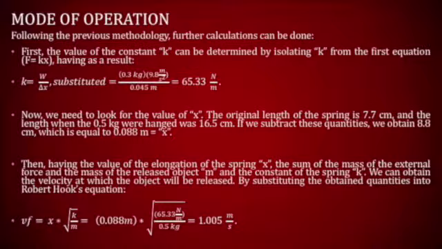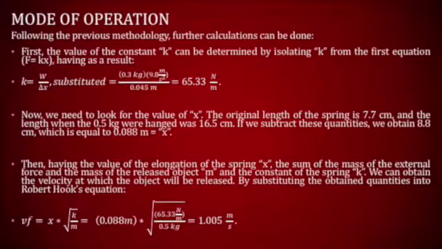Now, having the value of K, we need to look for the value of X, which is the distance that the spring moved from its equilibrium point to that specific launching angle, when 500 grams, which is equal to 0.5 kilograms, were hung. The original length of the spring is 7.7 centimeters, and the length when the 0.5 kilograms were hung was 16.5 centimeters. If we subtract these quantities, we obtain 8.8 centimeters, which is equal to 0.088 meters.